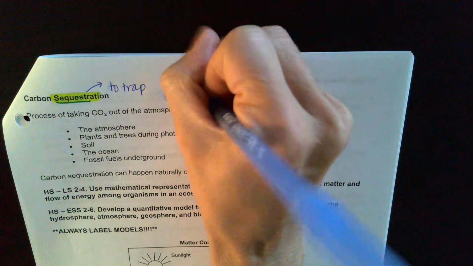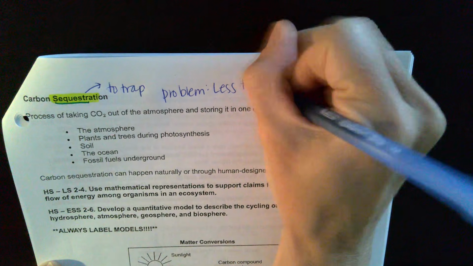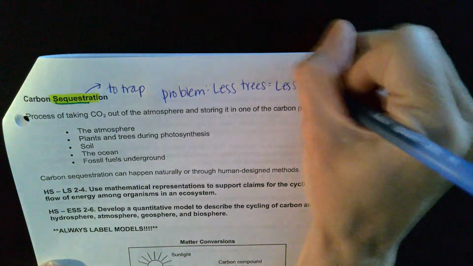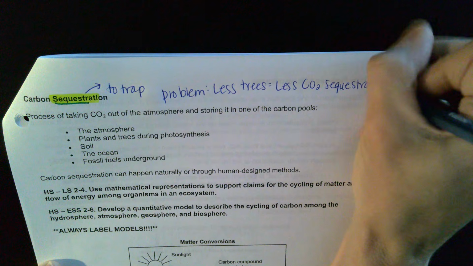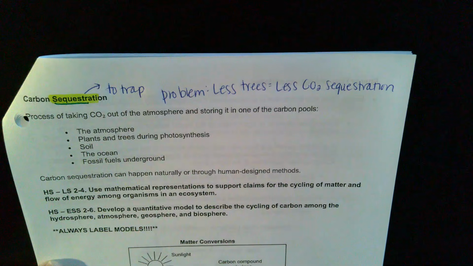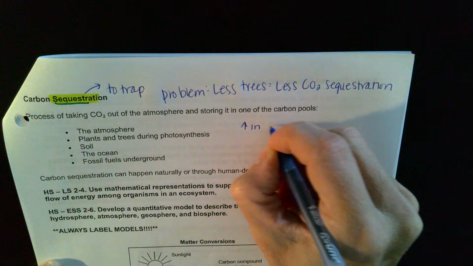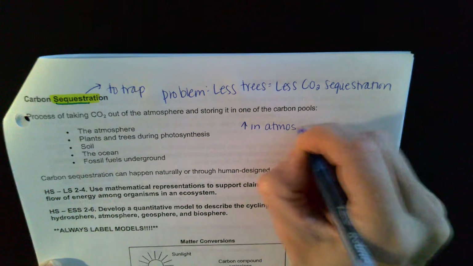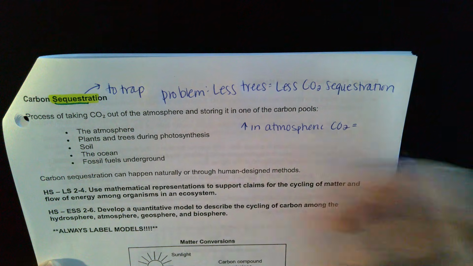We're currently having a problem because we have less trees due to deforestation, and less trees mean less CO2 sequestration. Now keep in mind, we need to be able to trap that carbon, because when you have an increase in atmospheric CO2, that leads to climate change.